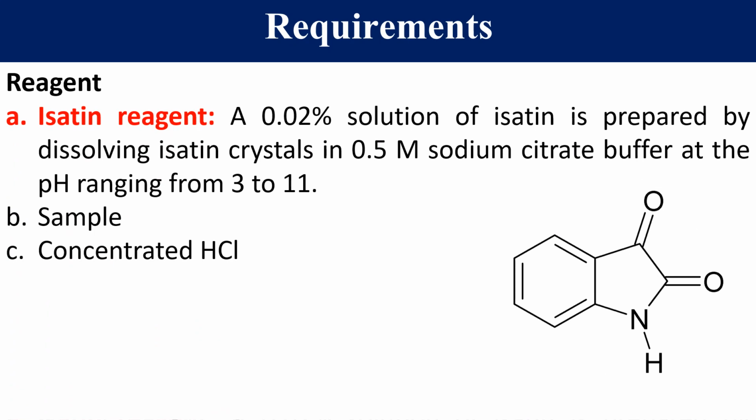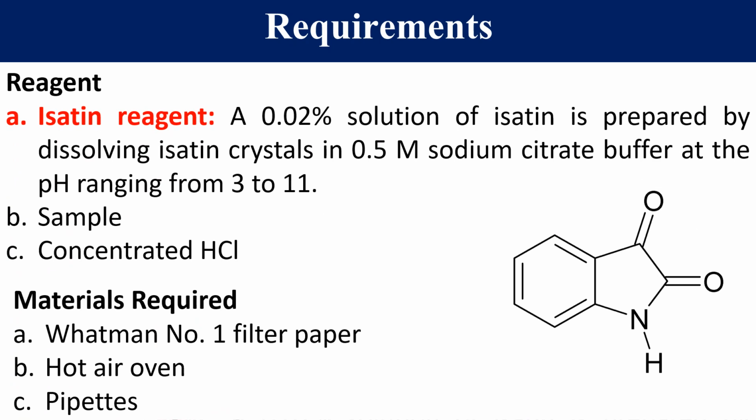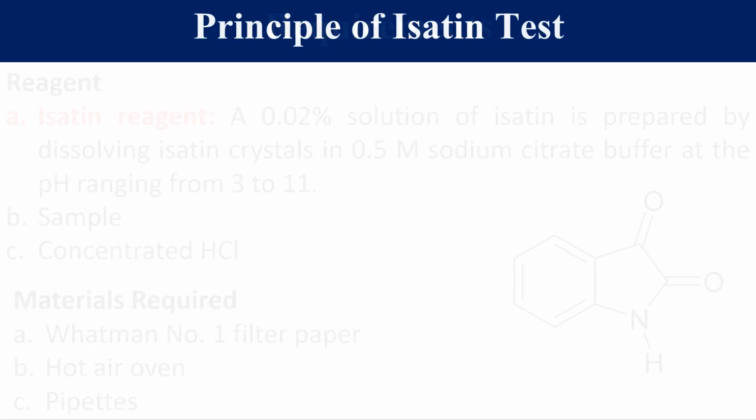And then we require a test sample which we are going to detect, and then we require concentrated hydrochloric acid. This is the structure of Isatin. If you see this structure, it somewhat looks like ninhydrin also. What are the materials we require? We require Whatman filter paper, a hot air oven, and a pipette.